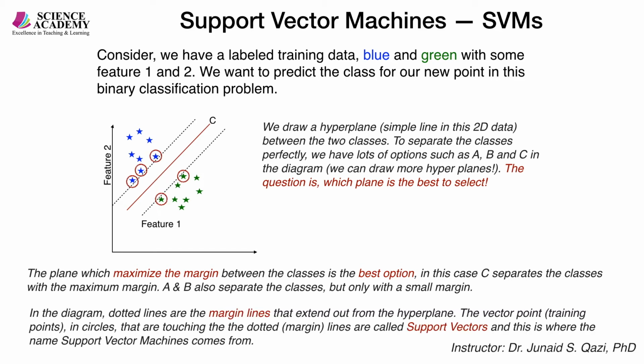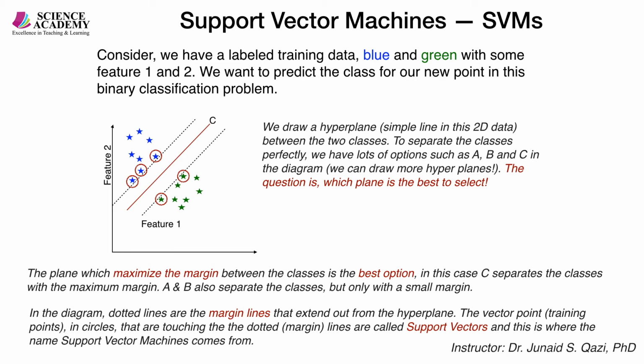In this diagram now, we have the dotted lines, which are the margin lines that extend out from the hyperplane C. The vector points, or the training data points in red circles that are touching these dotted lines, are called support vectors. And this is where the name support vector machines comes from.